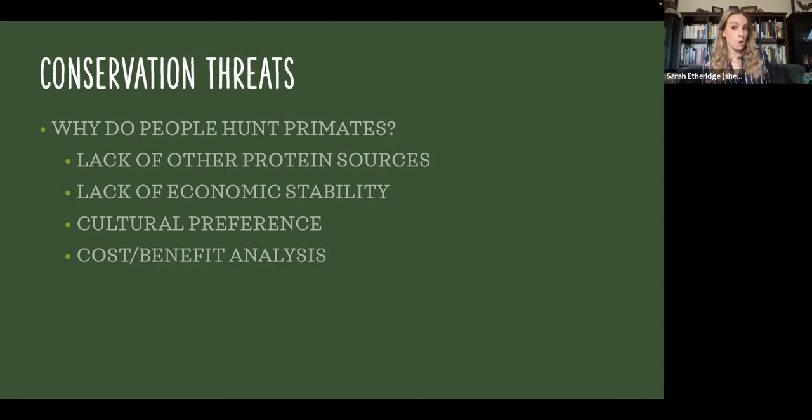And sometimes there's a cultural preference for that meat. But a lot of times what I found is people are doing a cost benefit analysis, right? We want to put in the least amount of energy, but get the greatest return. And you're going to see some pictures in a minute of what it looks like to try to trek through a forest in, say, Uganda. It's not easy to walk through. And so if you're going to put yourself in danger, you're going to expend all this energy, you're not going to want to do all of that for one little rabbit. You're going to want to do that for a larger animal that's going to provide you a lot of meat.